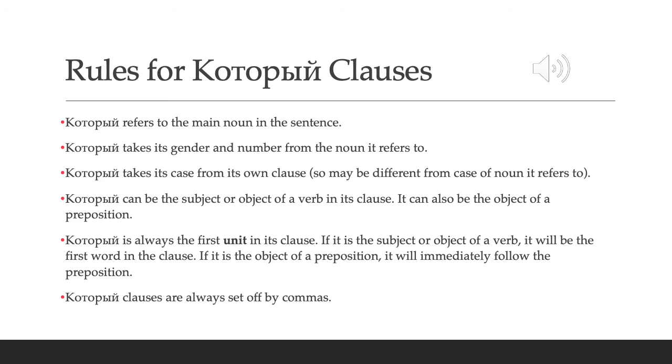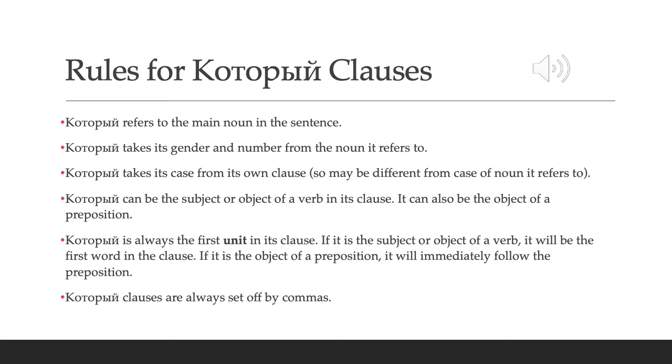And then as far as word placement, this is one of the few instances in Russian where word order is very important. Который is always the first unit in its clause. Frequently, its clause is going to be the second clause in the sentence, and then который is going to be the first unit in that clause. If it is the subject or object of a verb, it will be the first word in the clause.